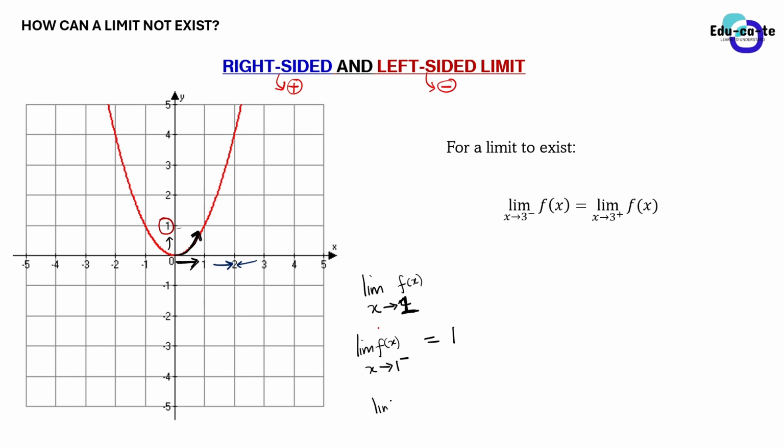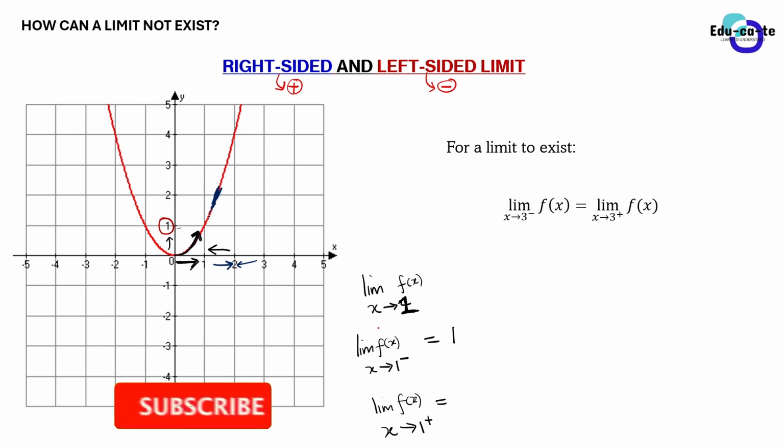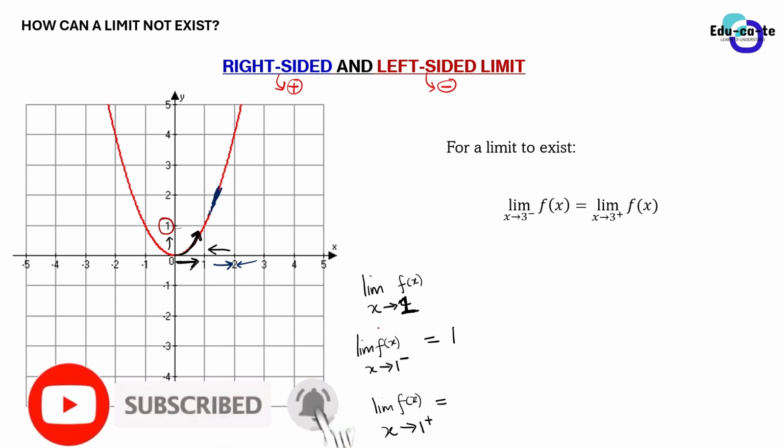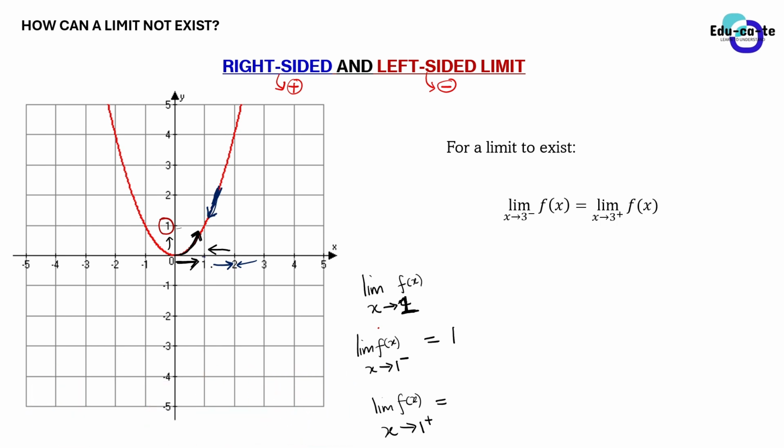Now let's look at the limit of f of x as x approaches 1 from the right. So now let us come from the right. It means we're approaching 1 from the right on the function. This will be our function here. We are coming from these values that are greater than 1. As we are approaching positive 1 on the x-axis, the y values are also getting closer to 1. So you can see that the limit as x approaches 1 from the right is the same as the one from the left.